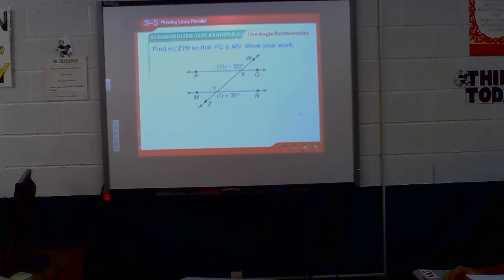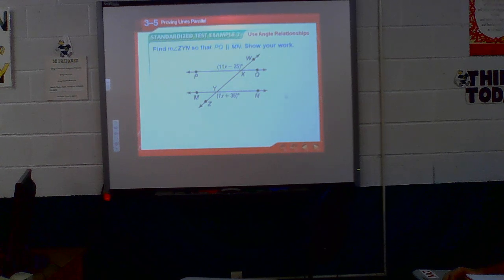So in the other class, Braden says, all of these exist no matter what, right? So you can still have corresponding, you can still have alternate interior, exterior, and so on and so forth, even if the lines aren't parallel. All right? So they will always be there, they're only equal, and if you can prove they're equal, then the lines are parallel. Or in case of consecutive interior, then they're equal to 180.